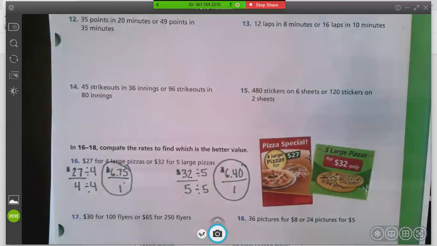I have a question. Yes. For 16, I wrote it down on a piece of paper and then I wrote a description next to it. Does it matter if we put a description next to it or not? It doesn't. It doesn't. All right.